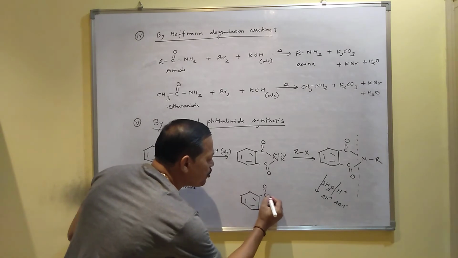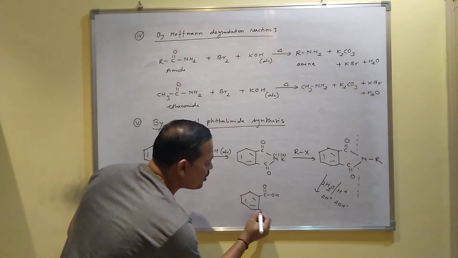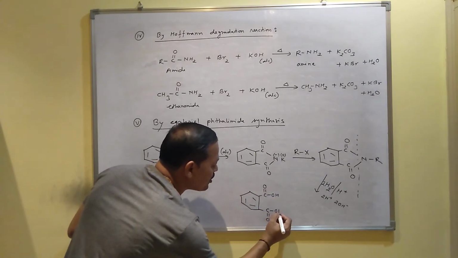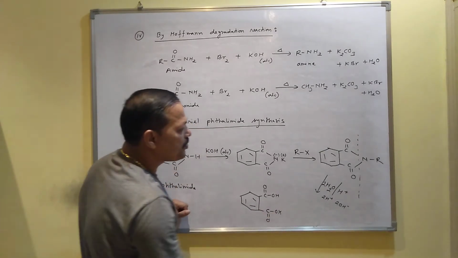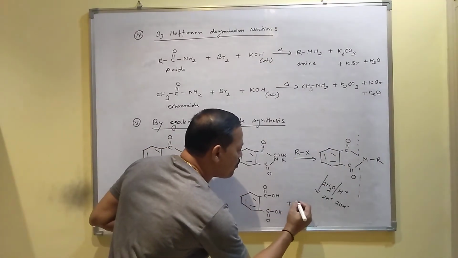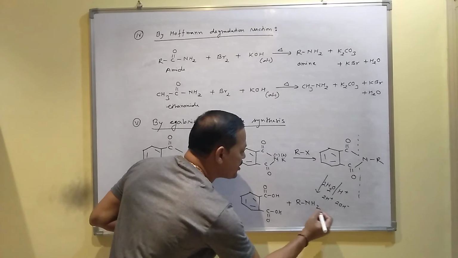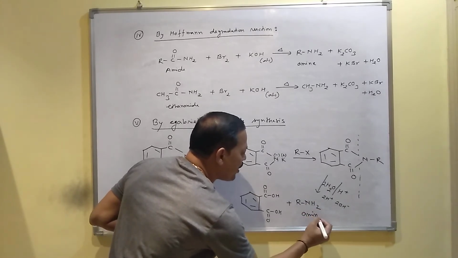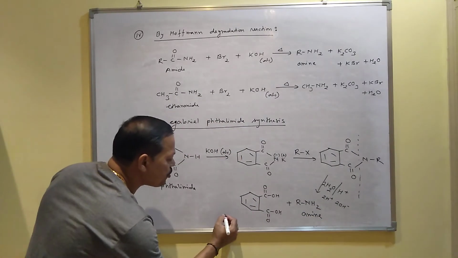This CO combines with one OH to produce COOH. This CO also combines with one OH, and it produces another COOH. And this nitrogen combines with hydrogen, it produces RNH2, which is called amine. And this compound is called phthalic acid.